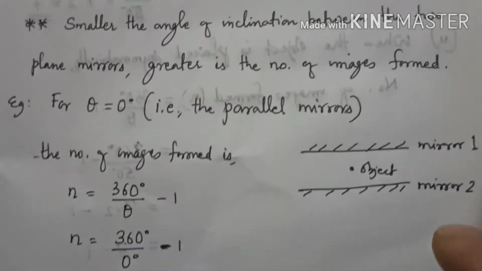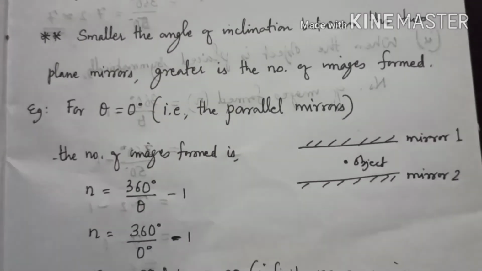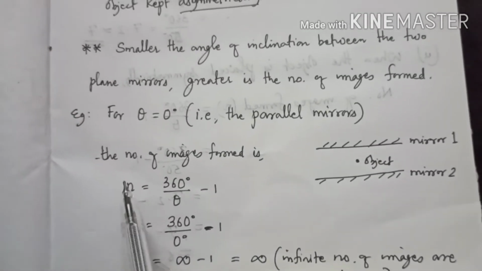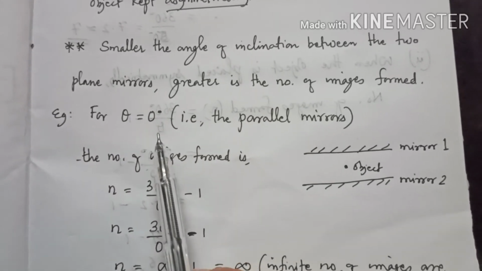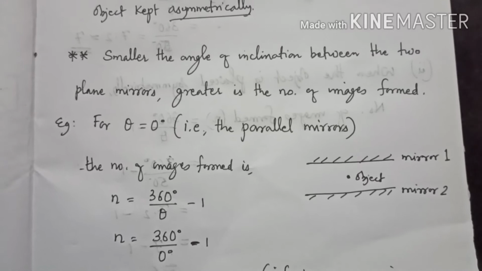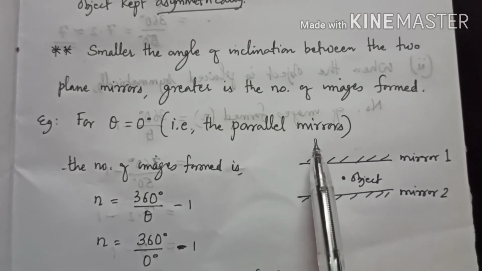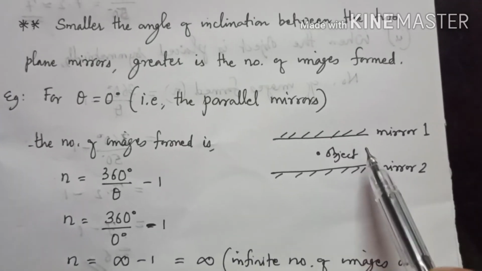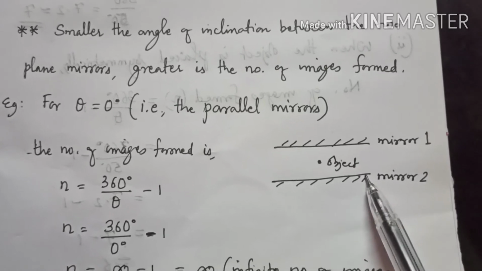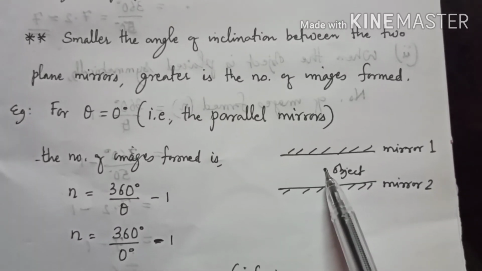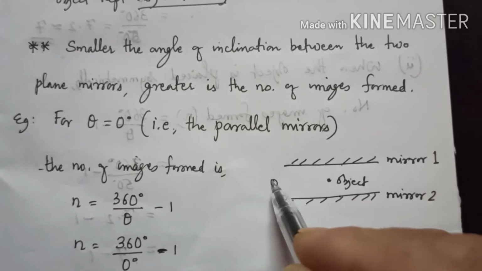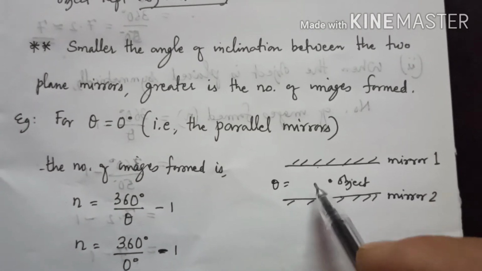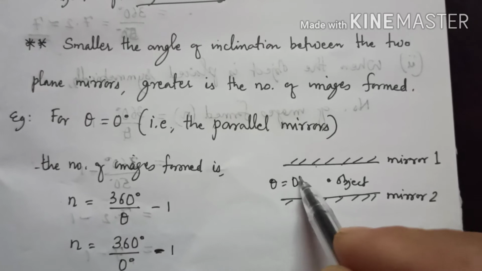So I have given you three examples here. First one is if theta is 0 degree. Theta 0 degree means the two mirrors are parallel to each other like this. This is mirror 1 and this is mirror 2 and the object is kept here. The two mirrors are parallel to each other. So in this case, the angle of inclination between these two parallel mirrors will be 0 degree.